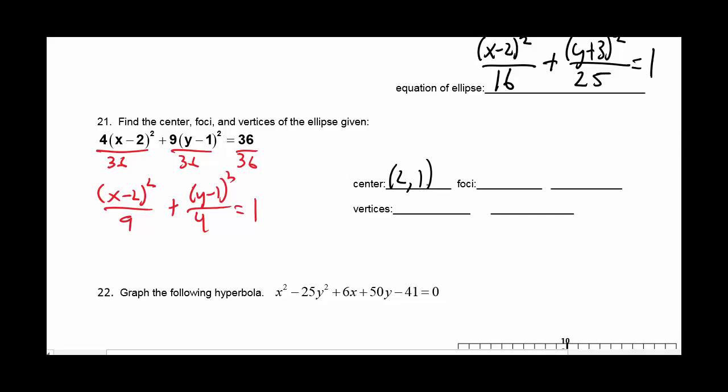And it's bigger in the x direction, and in the x direction I'm adding 3 and subtracting 3. So if I look at the x coordinate, 2 plus 3 and 2 minus 3, I get 5 and negative 1, so that's going to be my vertices. So I get (5, 1) and (-1, 1).